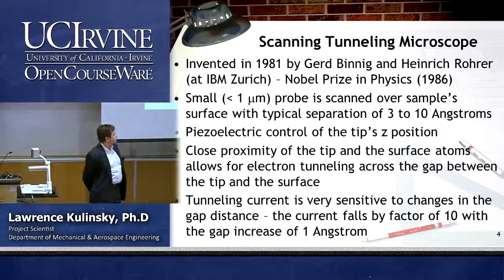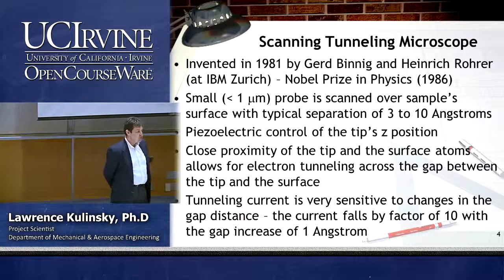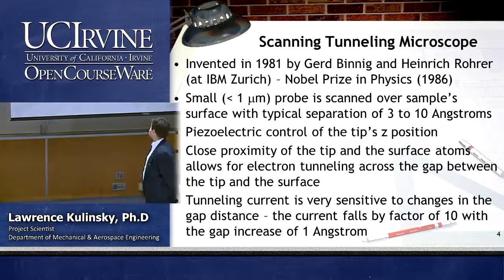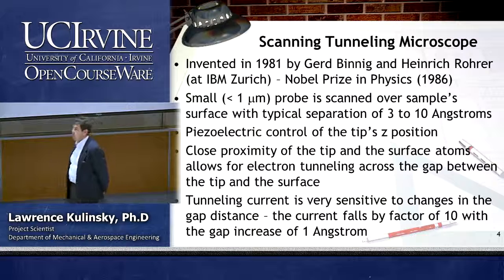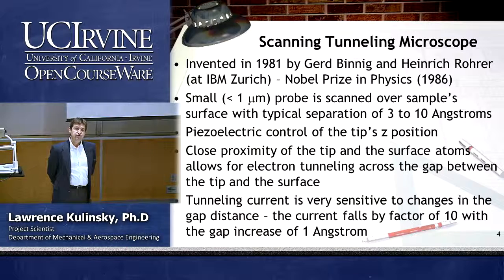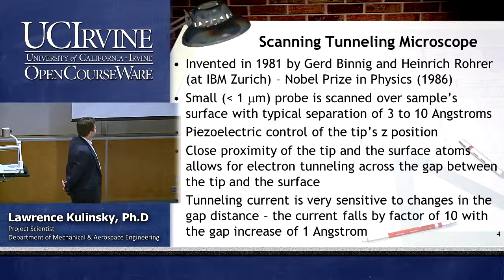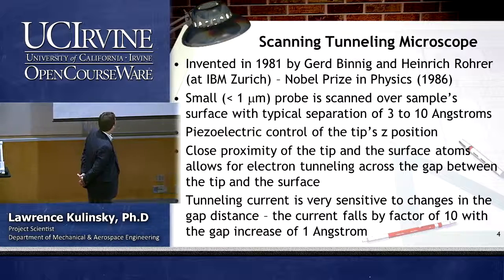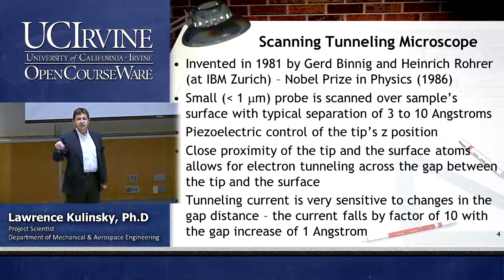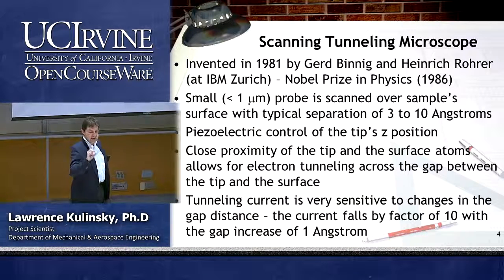So the scanning tunneling microscope, the first real breakthrough in proximal probe tools, was invented in 1981 by Gerd Binnig and Heinrich Rohrer at IBM Zurich, the discovery for which they received the Nobel Prize in Physics in 1986. So what is a scanning tunneling microscope? It uses a small, less than 1 micron probe that is scanned over the sample with a very small gap between 3 and 10 angstroms.